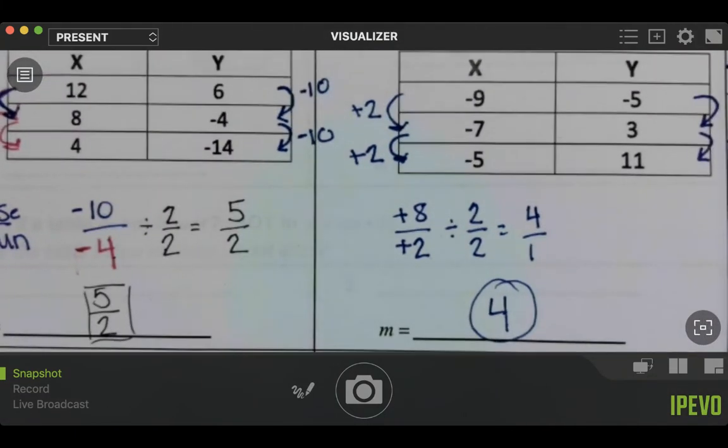Okay, so again, all I'm thinking about is how do I go from the first number to the second number, from the second number to the third number. Just making sure that when I go and divide those, we get the same thing. All right?